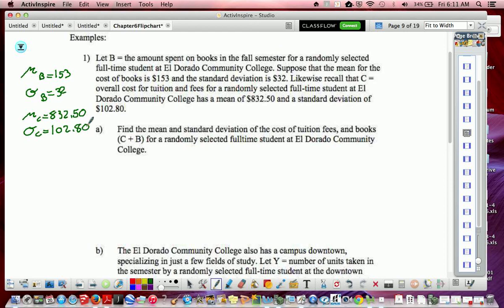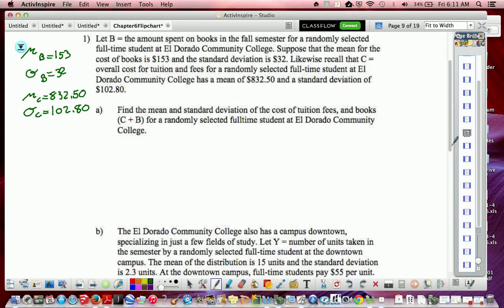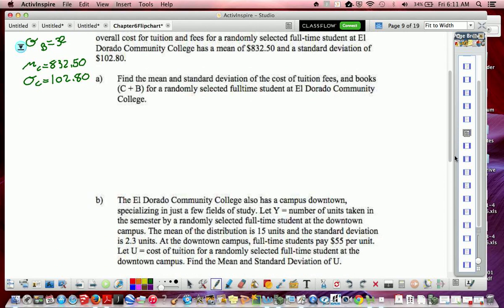So part A says, find the mean and standard deviation of the cost of tuition, fees, and books, meaning basically find C plus B, for a randomly selected full-time student at El Dorado Community College. So to find the mean, we're looking at the mean of C plus B. That's just simply going to be the mean of B plus the mean of C. Sorry, I flipped those around, but with addition, it won't matter. So I'm just adding those two random variables together.